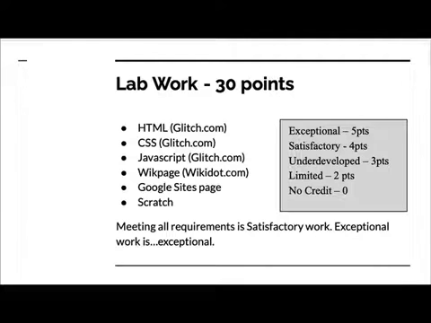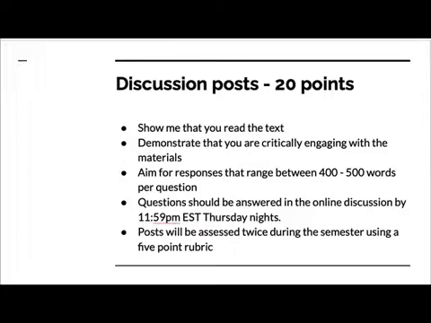You know it when you see it, it stands out, it's different, it's unique. Maybe it integrates several additional features beyond what was asked for. So that's the difference between satisfactory and exceptional. Most work will be satisfactory in this class. Discussion posts are worth 20 points of your grade. In the discussion post, you're basically going to show me that you read the text.